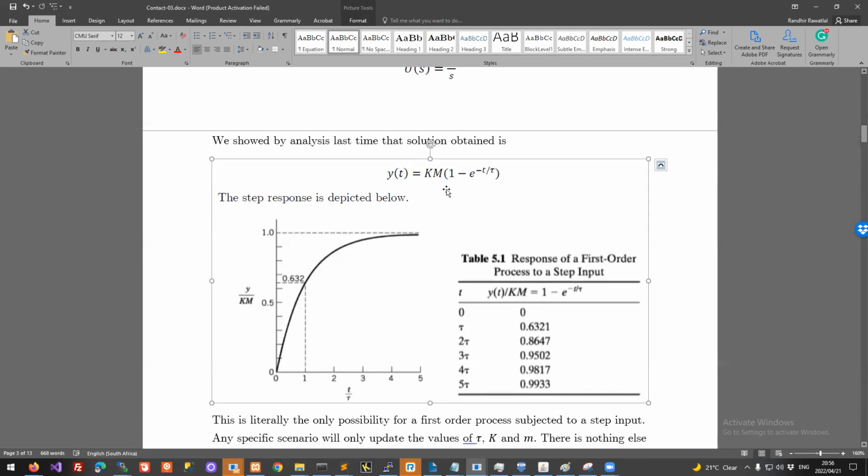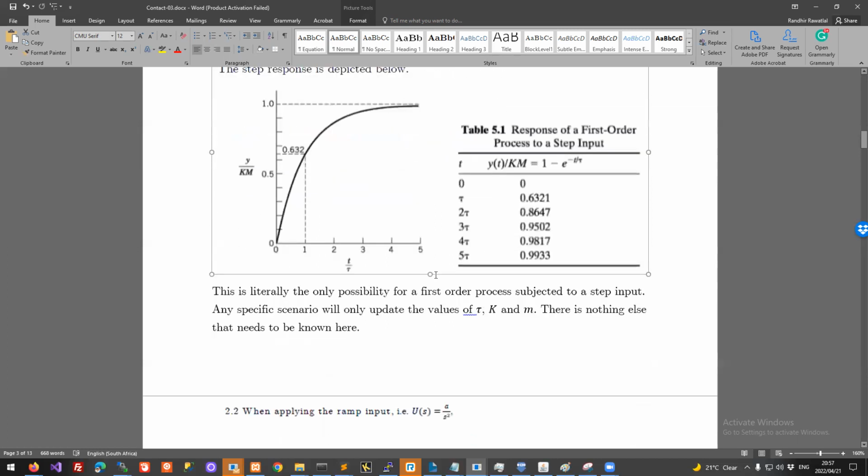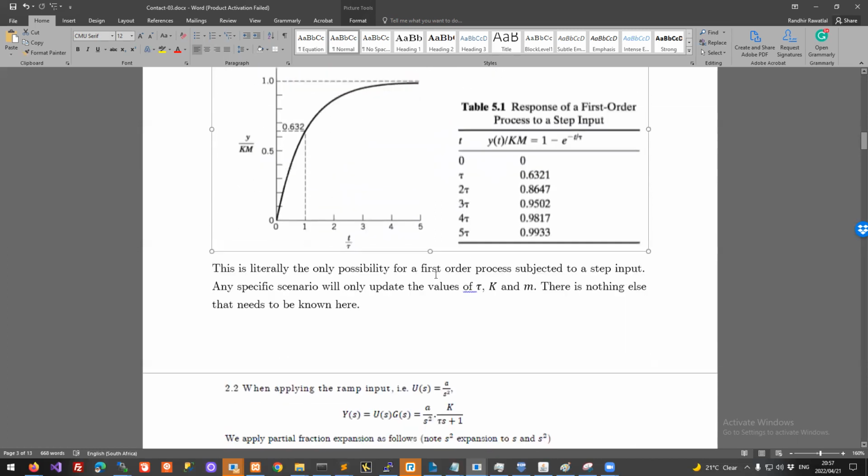So that's the real reason we want to do these responses. We want to understand what are the possible types of behavior. And when we know that, then we know something about that kind of control. So we know, okay, it's a first order process. Any step is only going to exponentially reach a new steady state. That's the only possible thing that can happen.